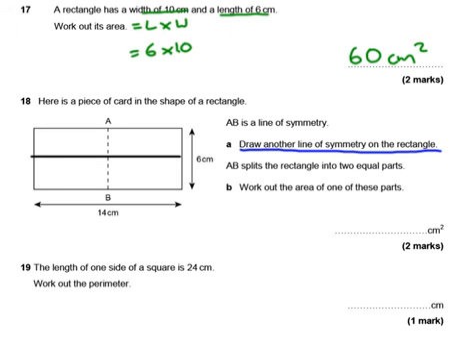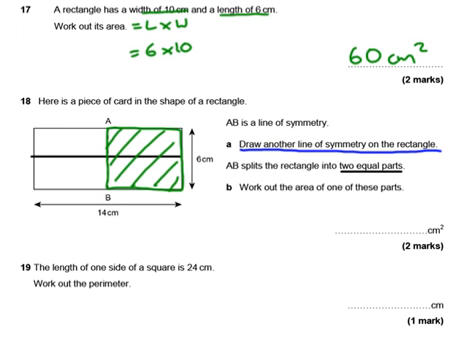It tells us that AB splits a rectangle into two equal parts. Work out the area of one of these parts. So they're asking us to work out the area of, let's say, that side of the rectangle. So it's been cut in half.